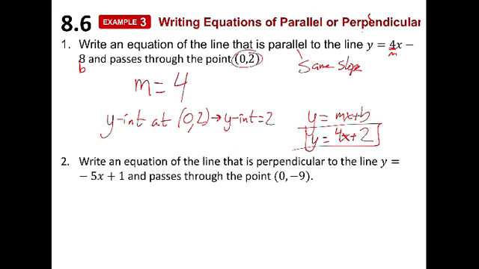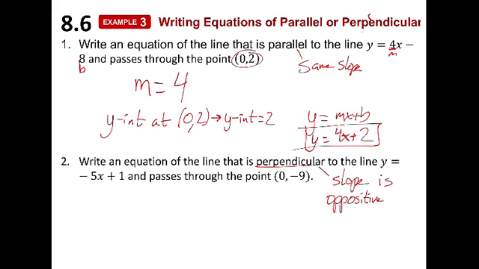Now the second one's got a little more to it because it says write it for the line perpendicular to y equals negative 5x plus 1 and passes through the point (0, 9). So again, perpendicular still needs a slope, but in this case the slope is, now the textbook likes to call it the negative reciprocal.